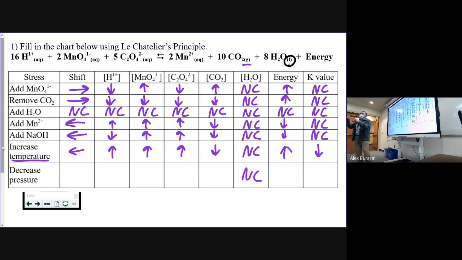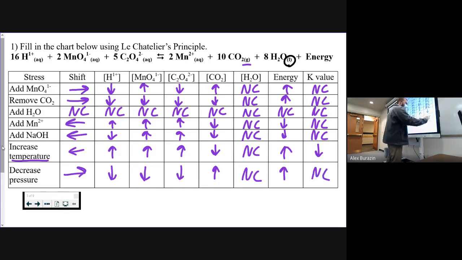On the opposite, if I decrease pressure, I am increasing the volume, and therefore there's extra space, more space, so we're going to produce more gas. See what I'm saying? Okay, so we are shifting towards the gas. 10 moles on the right, 0 moles on the left. We will shift to make more gas if we decrease pressure. As a result, the reactants will all decrease, the products will increase, and K will go unchanged.